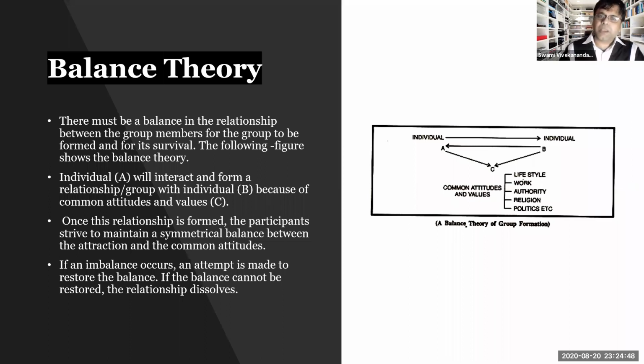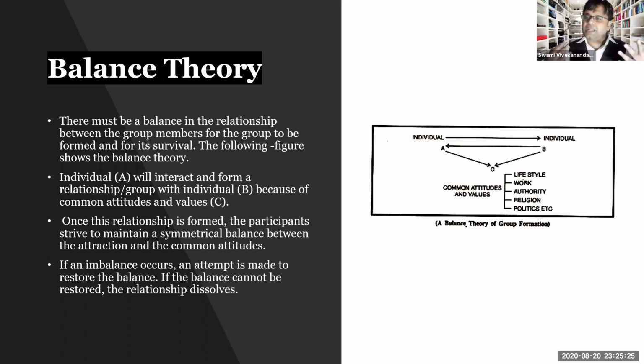Now there must be a balance in the relationship between the group members for the group to be formed and survive. Now, how can we describe it? There are two persons, individual A and individual B. Individual A will interact and form a relationship or group with individual B because of a common attitude and value C, because we are sharing the common attitude. What is this common attitude? It may be lifestyle, work, authority, religion, politics, etc. Anything, because we are sharing a similar kind of attitude and values with respect to these things.